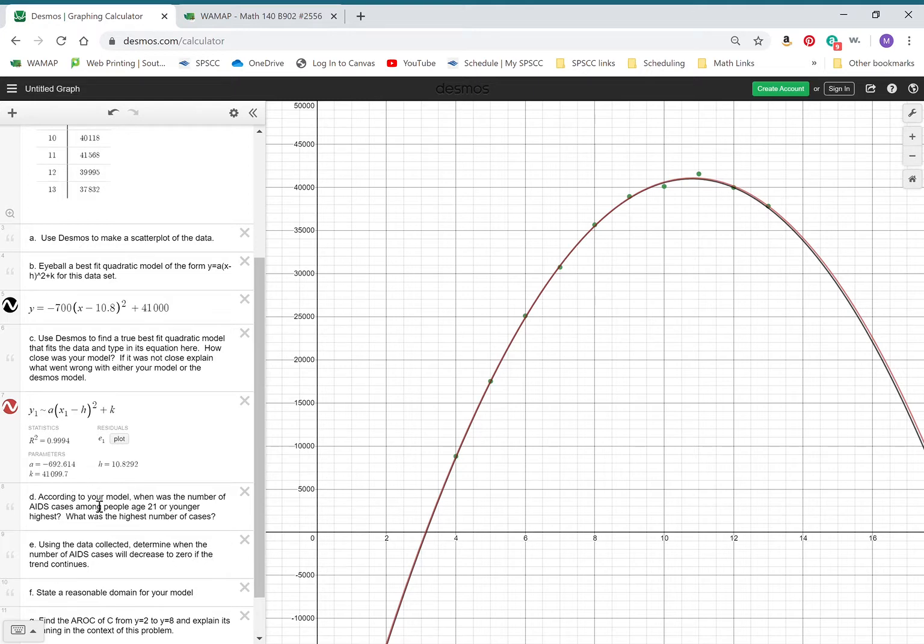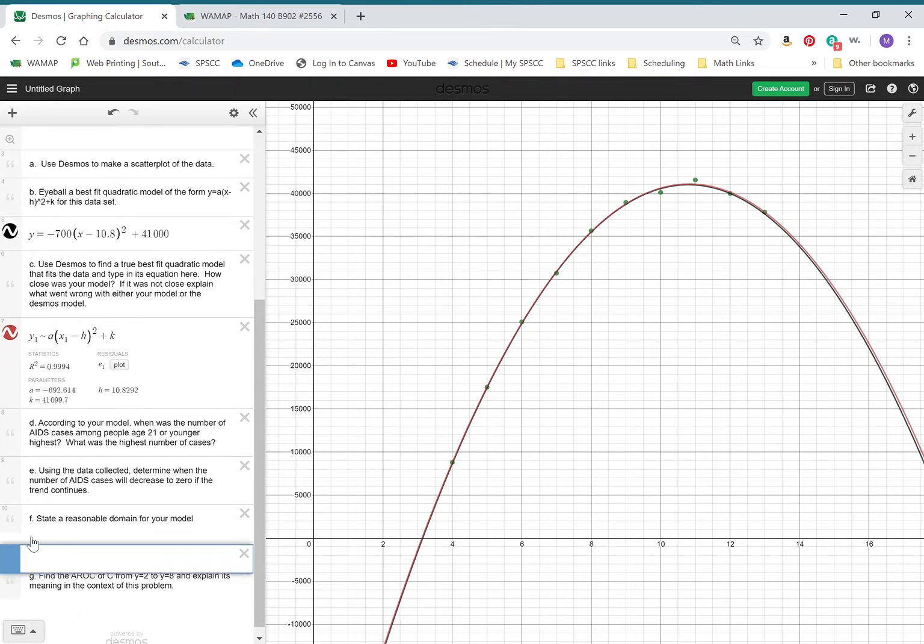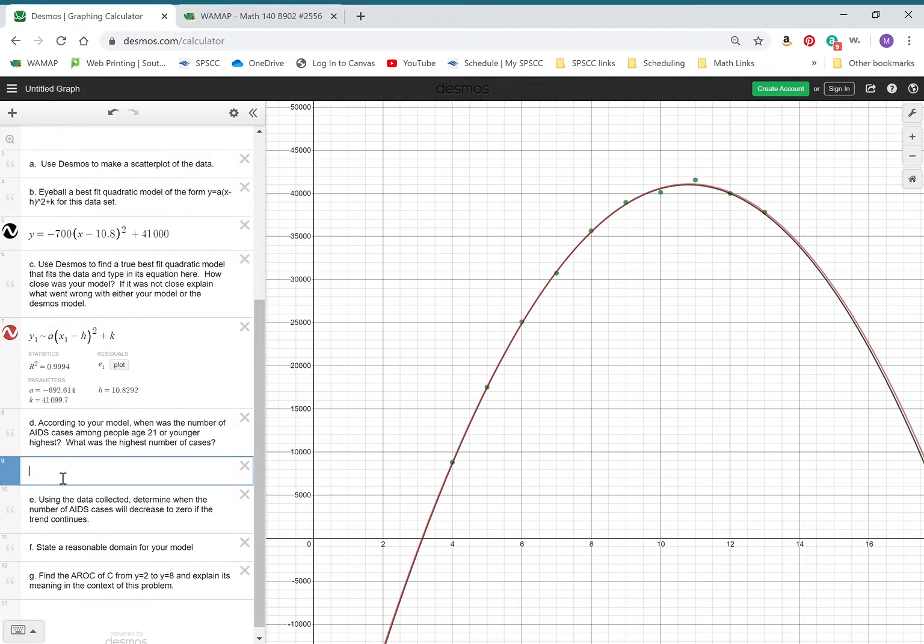Okay, according to your model, when was the number of AIDS cases among people 21 or younger highest, and what was the highest number of cases? So here, I'm just going to scoot down a little. I should be giving myself little spaces here. And actually, if you want to, you can do this typing. I just put in a quotation and it turns it into a note.